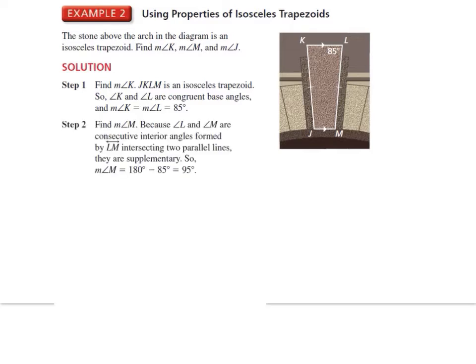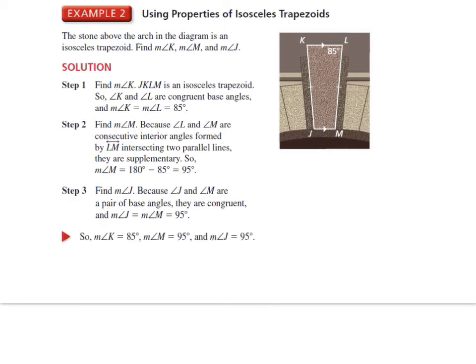Step 2, find the measure of angle M. Because the measure of angle L and M are consecutive interior angles formed by side LM intersecting the two parallel lines, so a transversal, they are supplementary. So we subtract 85 from 180, and the resultant measure of angle M is 95 degrees. And our third and final step is to find the measure of angle J. Because angle J and angle M are a pair of base angles, they are congruent. Therefore, measure of angle J is 95 degrees. So this is 3 steps to find all 3 missing angles.